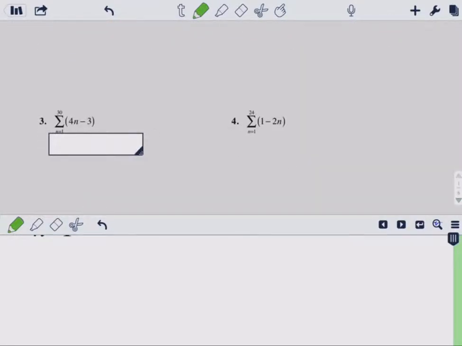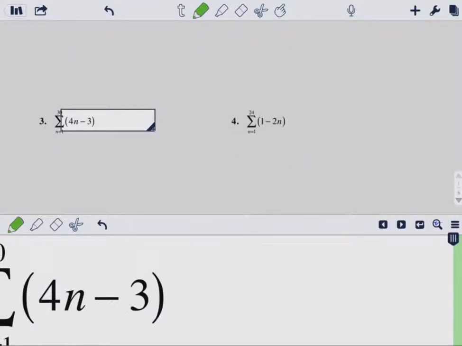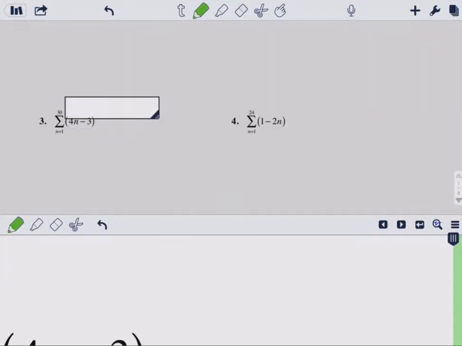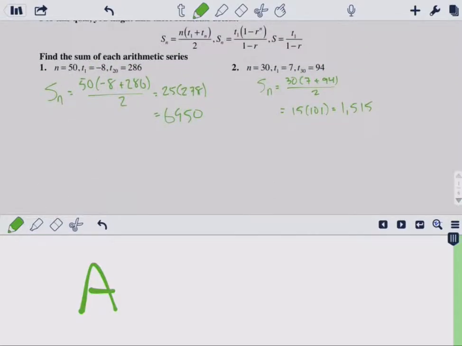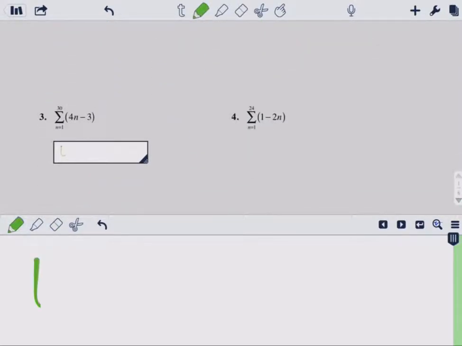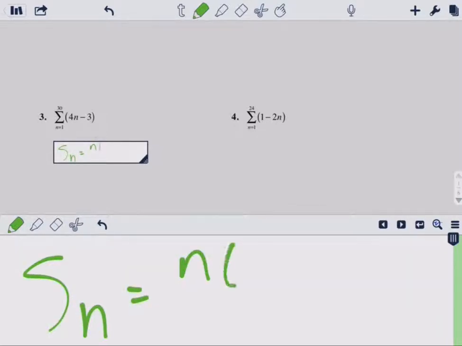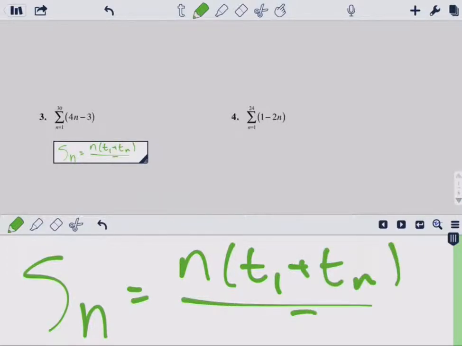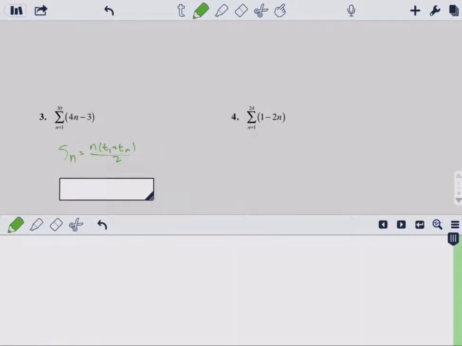Okay, again another arithmetic sequence because it looks linear. Okay, so arithmetic sequence. It also told me at the beginning they're arithmetic sequences, so we know to use this formula, S sub n is equal to n times t sub 1 plus t sub n over 2. Remember, that's first term, last term, number of terms.